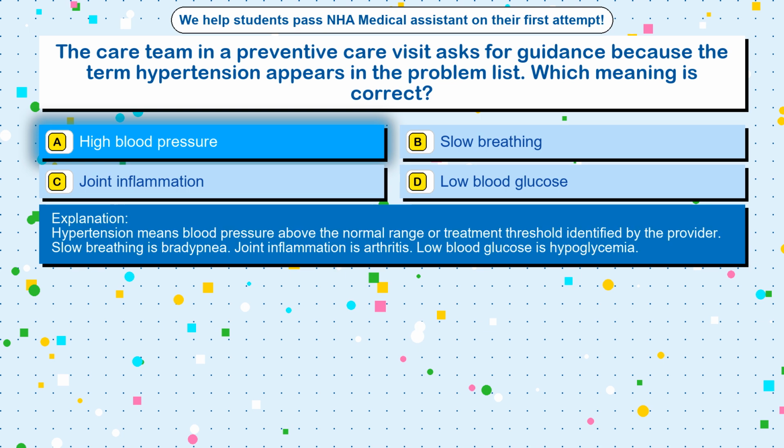Hypertension means blood pressure above the normal range or treatment threshold identified by the provider. Slow breathing is bradypnea. Joint inflammation is arthritis. Low blood glucose is hypoglycemia.